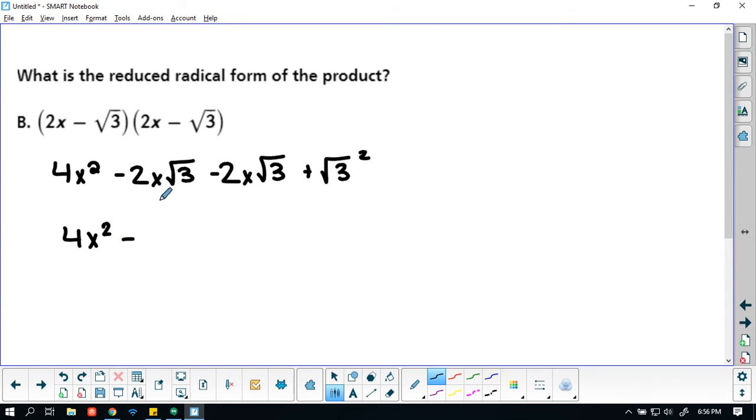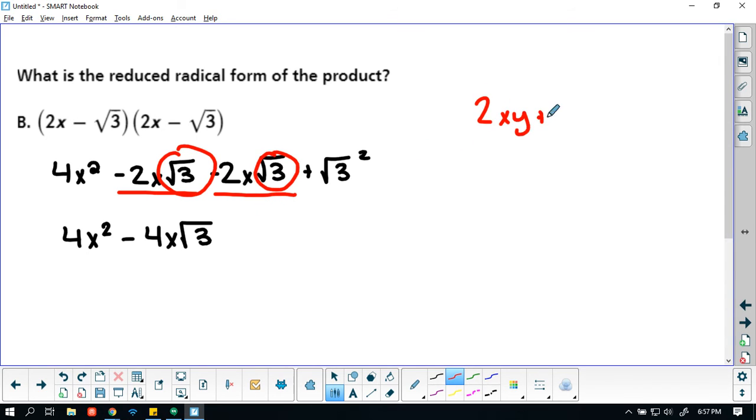Combining my like terms, negative 2x minus 2x would be negative 4x root 3. And we can combine these because they do have the same radical. If we had different radicals, we wouldn't be able to do it. It's almost like if I had 2xy plus 2x. We cannot combine these because we don't have this y. So this radical is kind of like that y. We have to have the same radical to combine.